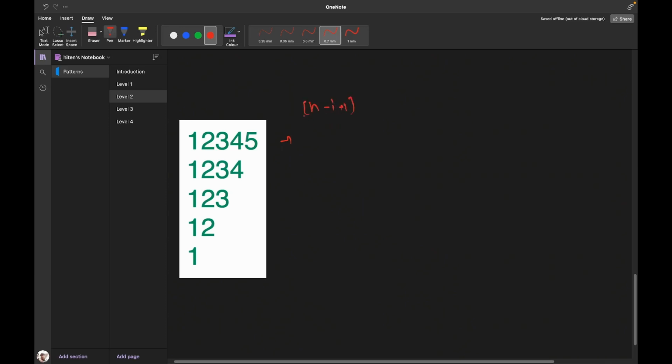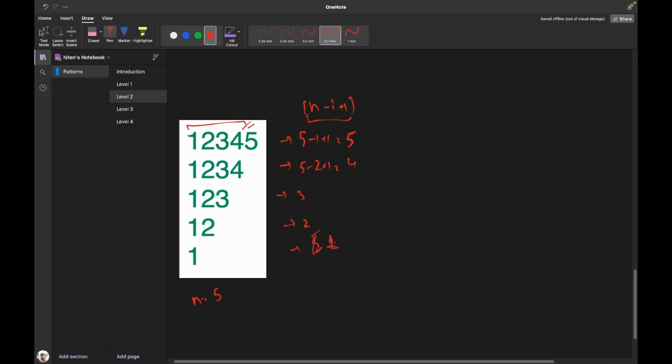So let us just check this equation or this condition. For this particular example, n being 5, and for this particular row i being 1, that would be 5 minus 1 plus 1, which is 5. So we'll be having 5 numbers on the first row, and in the second row, n being 5, i being 2, that would be 5 minus 2 plus 1, which is 4. So we'll be having 4 characters or 4 numbers on the second row, and in the third row we'll be having 3 numbers. In the fourth row we'll be having 2 numbers, and in the fifth row we're having 1 number.